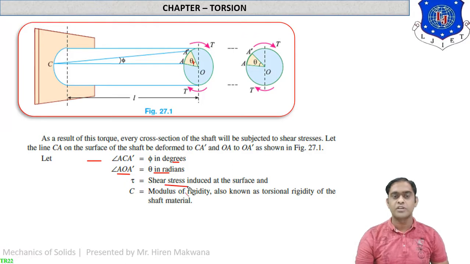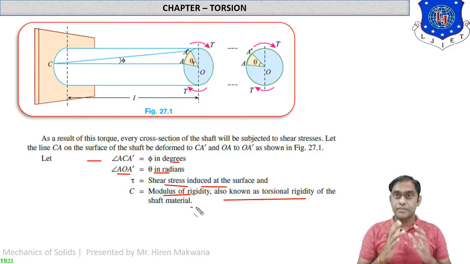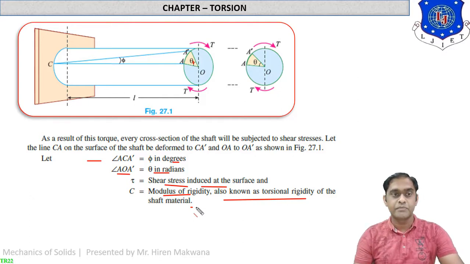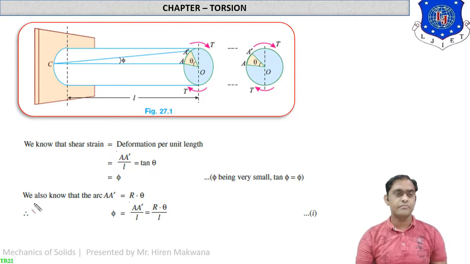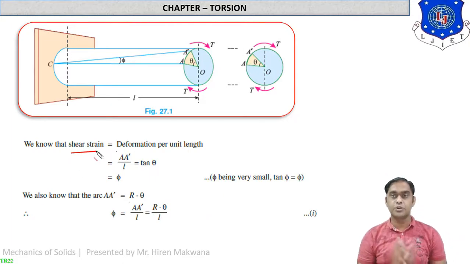What is tau? Shear stress induced at the surface. What is C? C is equal to modulus of rigidity, also known as torsional rigidity of the shaft material. So by taking these fundamental symbols, we are going ahead. Let us see again. We know that. Now what is shear strain? Actually, shear strain is not in your syllabus right now, because the chapter on elastic constants is yet pending.